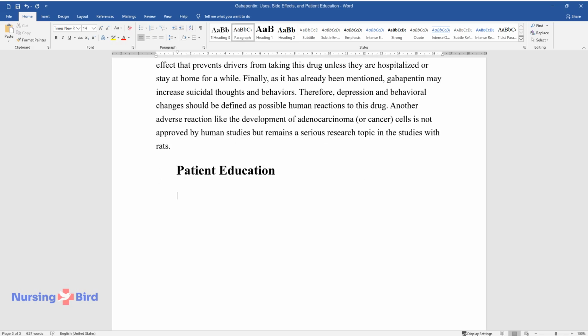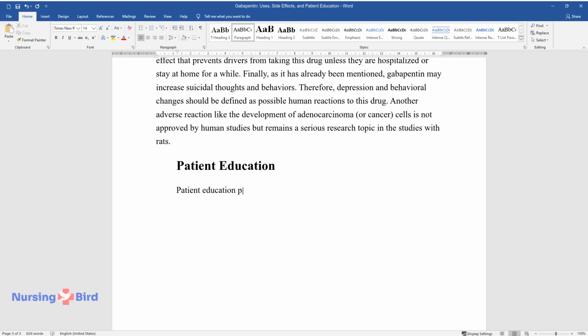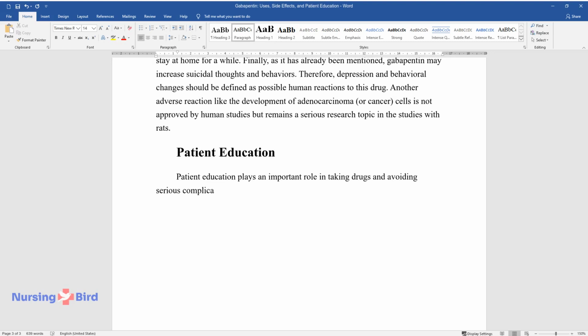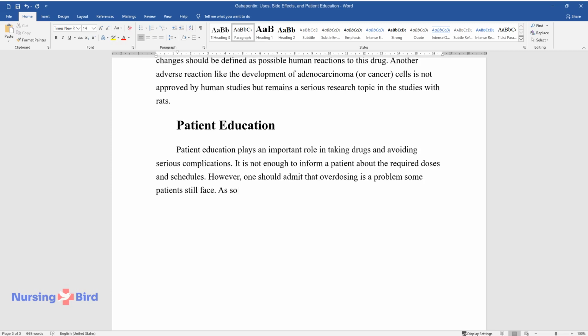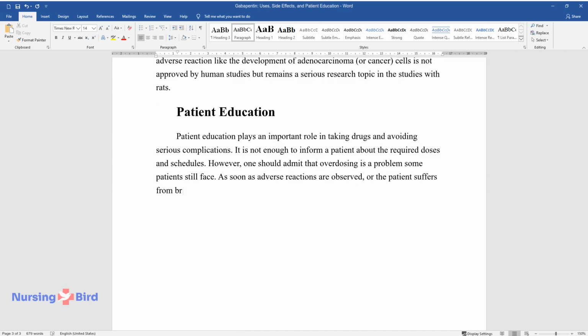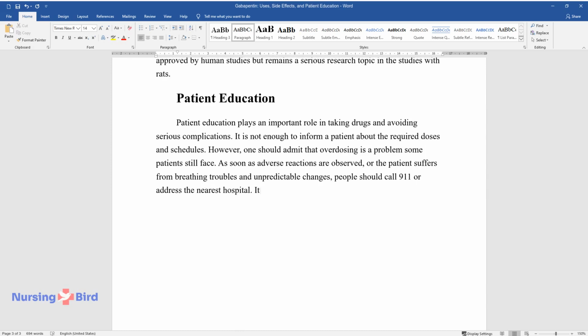Patient education. Patient education plays an important role in taking drugs and avoiding serious complications. It is not enough to inform a patient about the required doses and schedules. However, one should admit that overdosing is a problem some patients still face. As soon as adverse reactions are observed, or the patient suffers from breathing troubles and unpredictable changes, people should call 911 or address the nearest hospital.